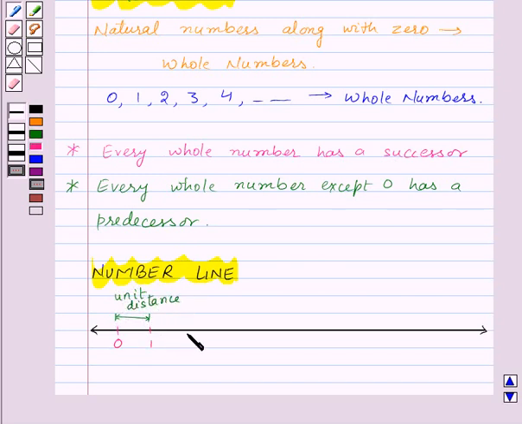Now on this line, mark another point on the right of 1 at a unit distance, that is the distance between 0 and 1, and 1 and this point should be same and label it as 2. Now mark another point on the right of 2 at a unit distance and label it as 3. Now we will keep on labeling the numbers 4, 5, 6, 7, 8, 9 and so on. So, this is the number line for whole numbers.